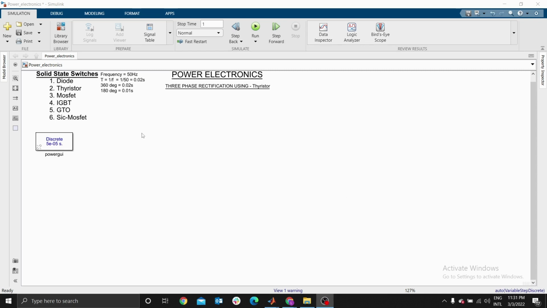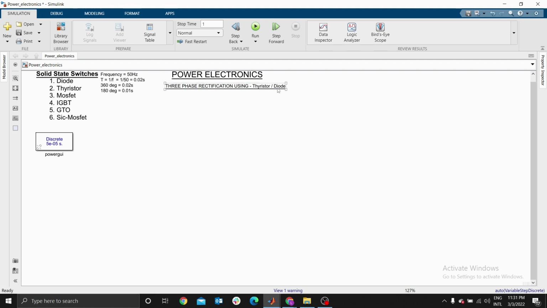Hi, today our focus will be three-phase rectification. In the previous video, we rectified our circuit using a single phase. Therefore, today let's see how we can use three-phase rectification. We can use either a thyristor or a diode. I'm going to use a diode.